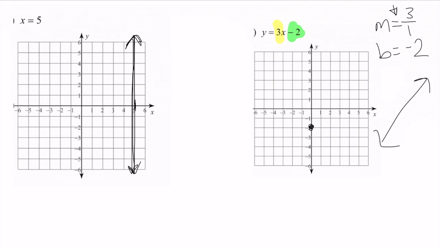So we're going to go up 3 over 1. So 1, 2, 3 over 1. We know we're going to have to go down in this way. So I can go 1, 2, 3, 1. So it looks something like this.